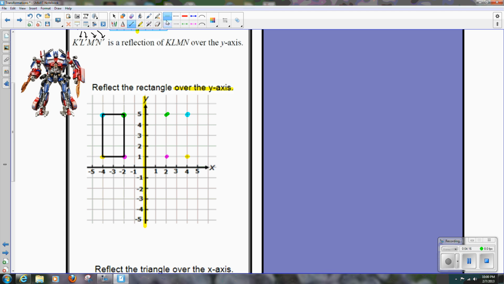And now we look at the 4 points we created, our prime points. And you can see that they look like they're exactly the same as the other rectangles. So the 2 rectangles are going to be congruent. So we just go ahead and connect those.